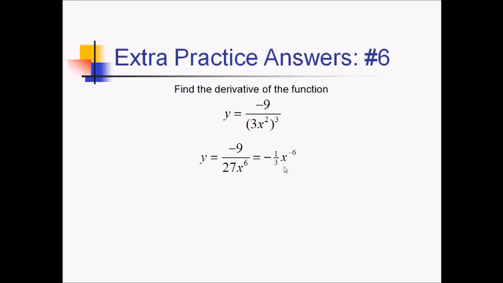Now I'm going to go ahead and actually use the power rule because I haven't taken a derivative yet. So negative 1/3 and negative 6, that multiplies to 2. And we have x to the negative 6 minus 1, so x to the negative 7.